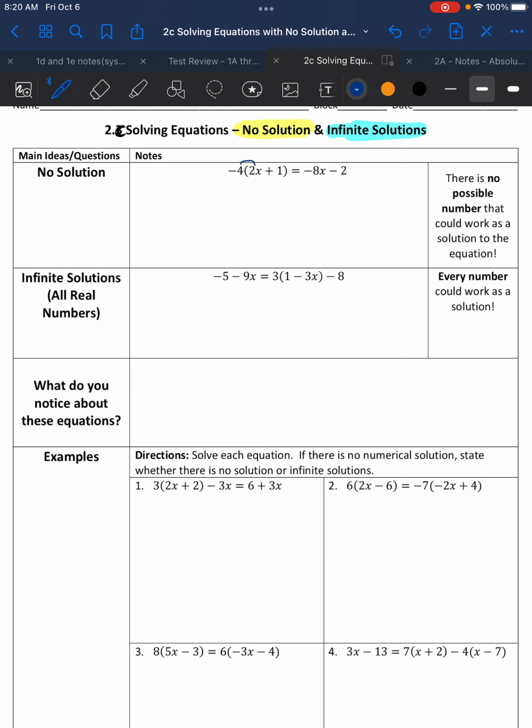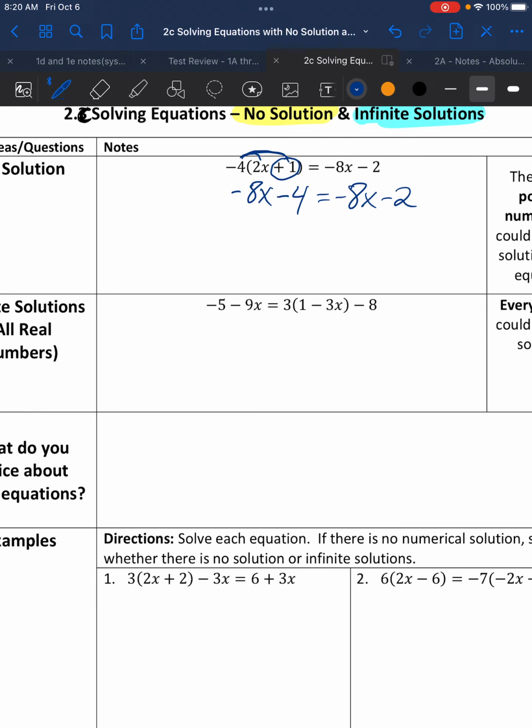So we're going to start out, if you have anything to distribute, we distribute it. So negative 4 times 2x is negative 8x. Negative 4 times a positive 1 is negative 4, so minus 4. Equals the right side, doing no distributing.